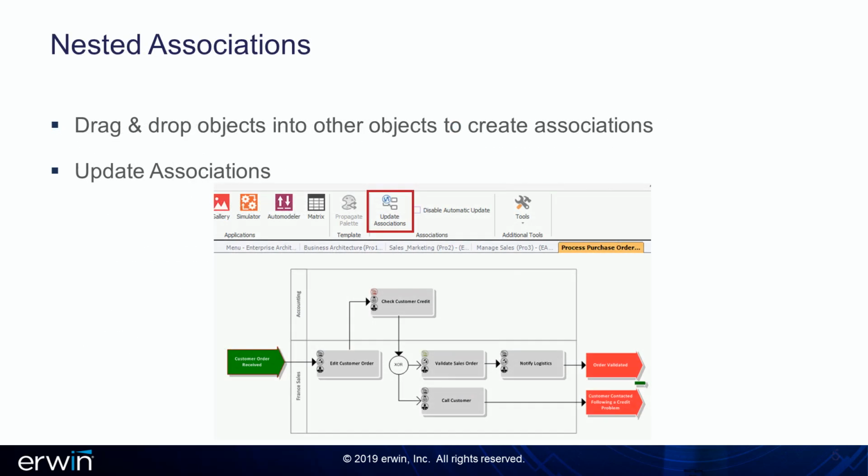One of the things that's important to realize about nested associations is when you put a process or any object into a swim lane, which is something bigger than itself, the association will get created, but it's important to realize that when you move something out of a swim lane, the association will not get removed. So you need to click on that button to update associations.